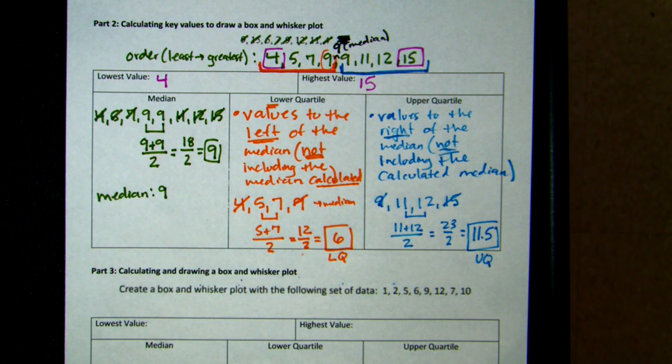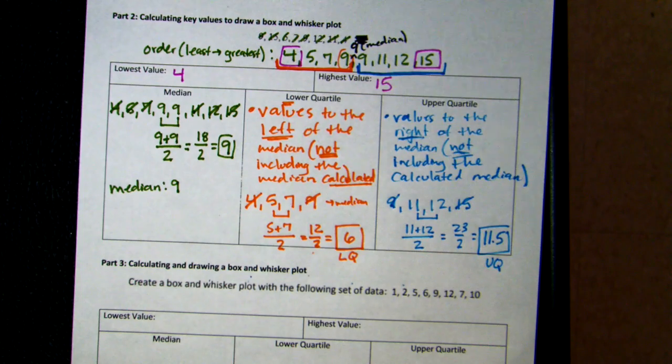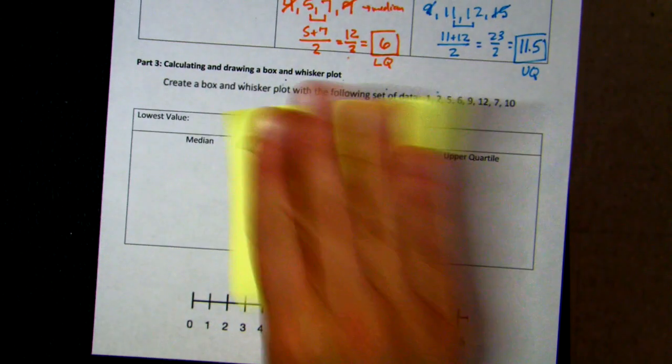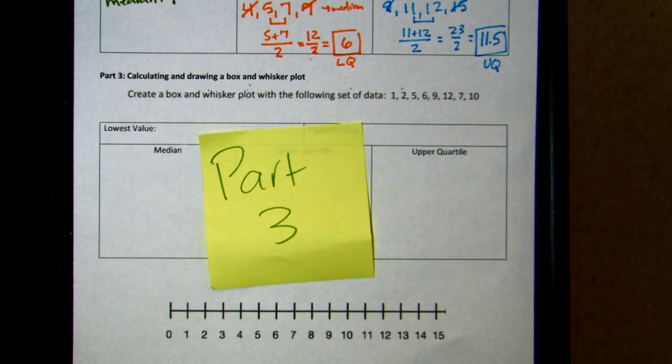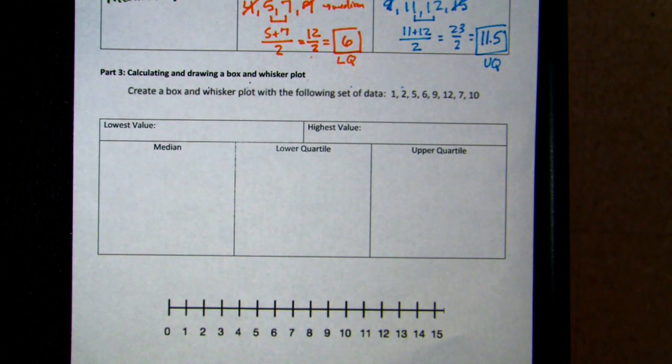Okay. So that is how we go through calculating all the pieces that we need to construct our box and whisker graph. So you are going to pause and practice here. And once you are finished with practice, you are then going to move on to part 3. So moving on to part 3, where we kind of put all of this together, we are going to calculate the values and then use those values to draw our box and whisker graph.